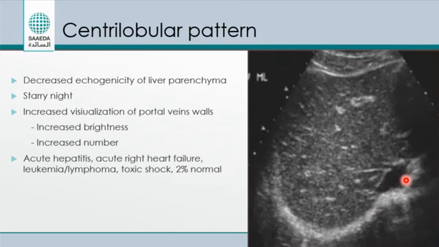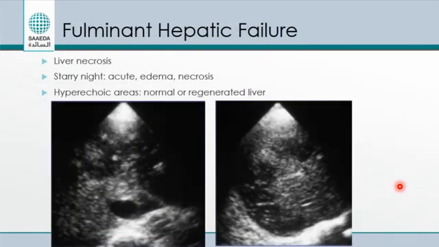A very important topic to be careful about here is what's called fulminant hepatic failure. Fulminant hepatic failure represents liver necrosis due to whatever cause. You will see this starry night appearance, which represents acute edema and necrosis. There will be mixed hypoechoic and hyperechoic areas. For example, you can see here, this is a hypoechoic part of the liver with increased portal vein echogenicity, the starry night appearance. Again, you see here, this indicates fulminant hepatic failure. It is an emergency.